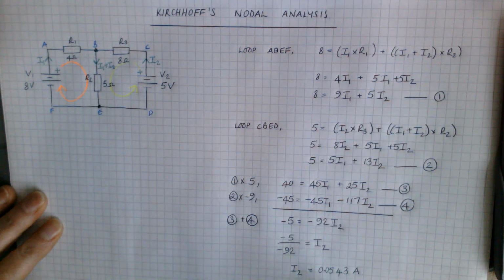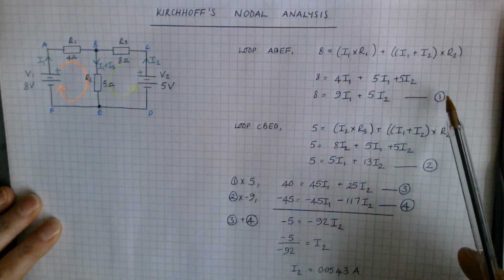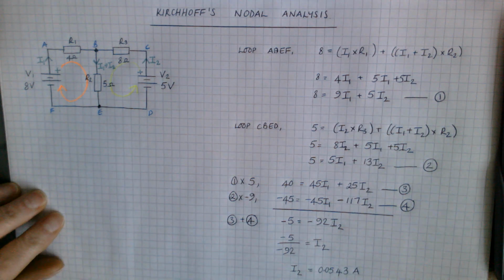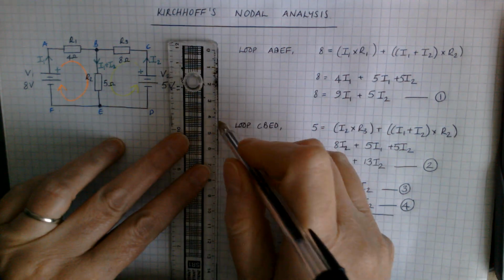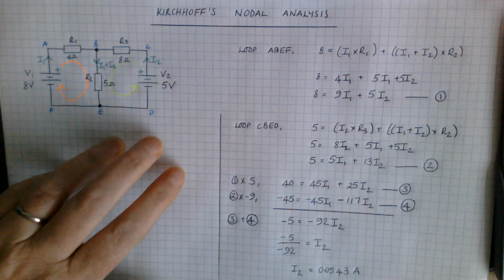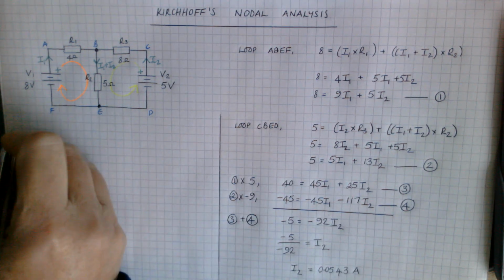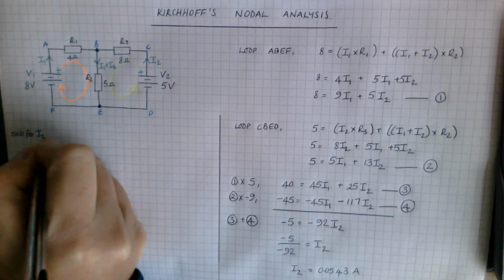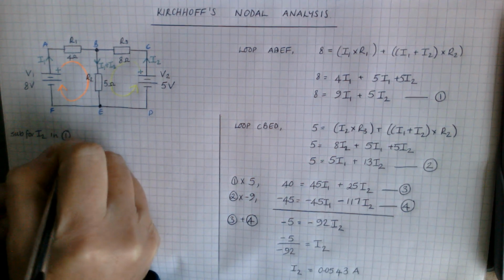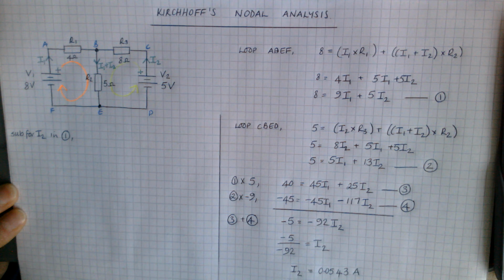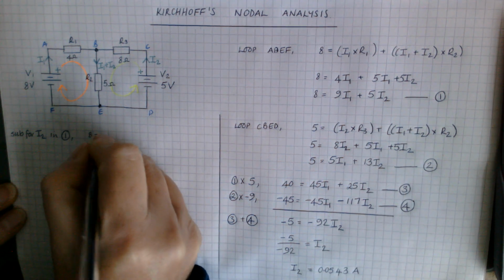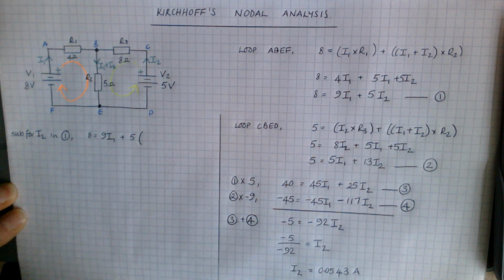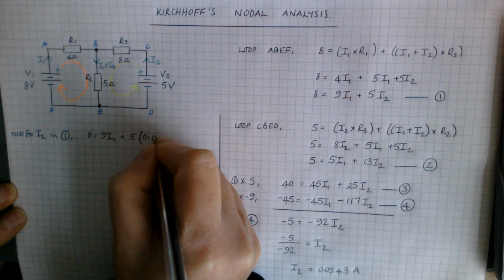So now I'm going to use this value for I2 in one of my equations, so in equation 1, 2, 3 or 4, so that I can work out what the value for I1 is. So I'll go over to this part of my page here. I'm going to take this value and I'm going to substitute for I2 in equation 1. One's as good as any, doesn't make any difference which one you choose. So 8 equals 9 I1s plus 5 times that value for I2.